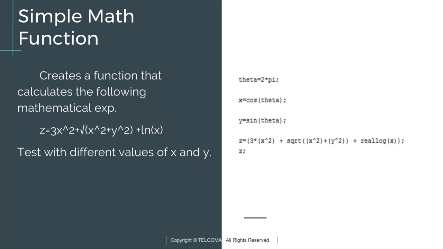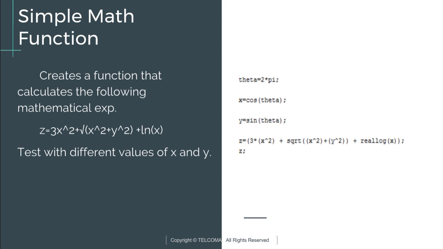Now we are going to start with simple math function. Here you just create a function that calculates the given mathematical expression, that is z equals 3x square plus square root of x square plus y square plus natural log of x. Now test this function with different values of x and y.